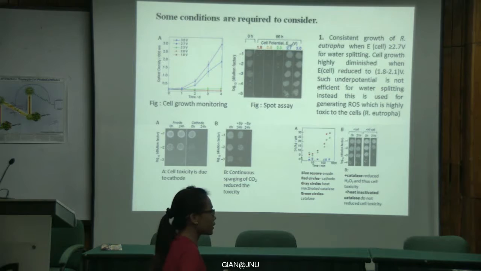So plus catalase gives proper cell growth, there is no reduced hydrogen peroxide production. And in the case of the plus inactivated catalase, there is no reducing cell process. So despite the conditions above, these problems are manageable.